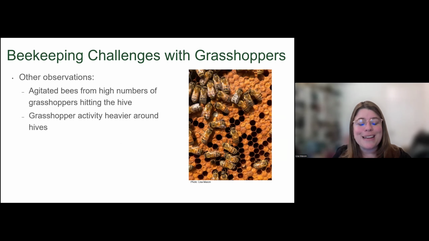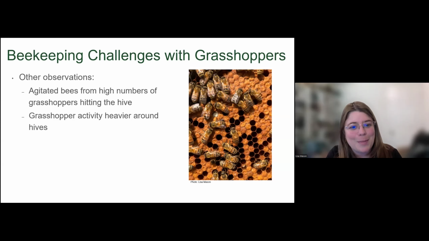A few other observations that I think are worth noting, and thank you to Beth for these. With the high numbers of grasshoppers, when those grasshoppers hop, a lot of times they're hitting the hive, and that is so prominent. It's actually agitating bees, and agitated bees are going to use more resources, more energy, which again just really isn't helping out those bees.